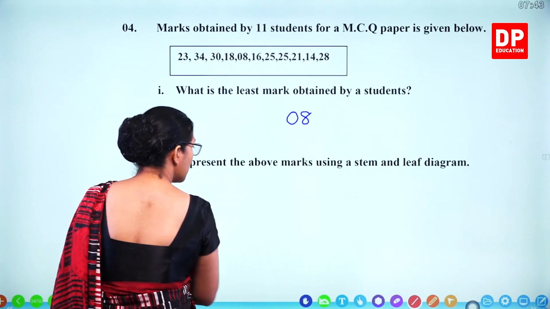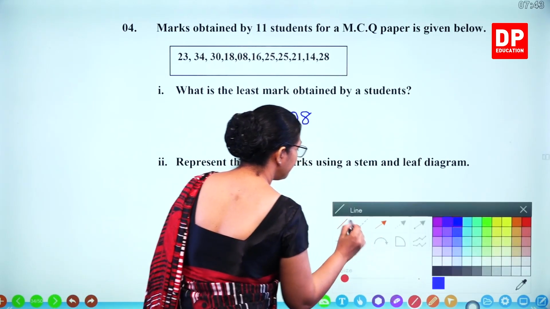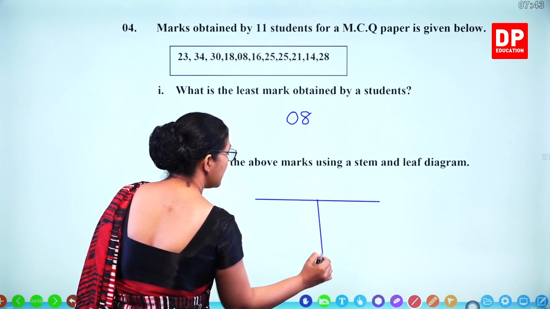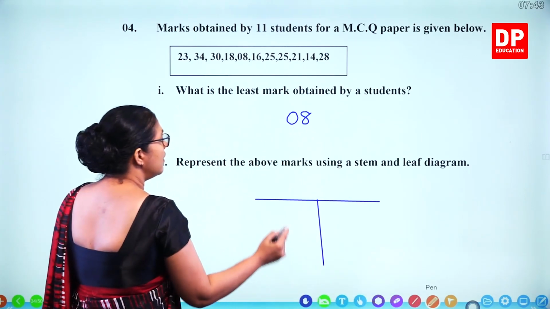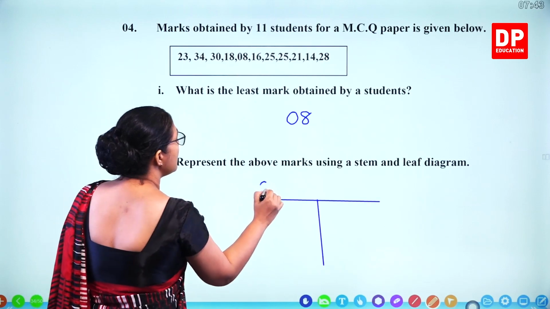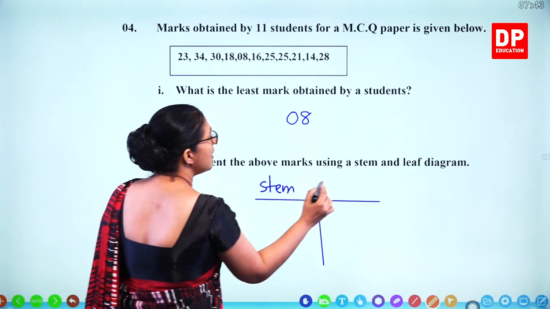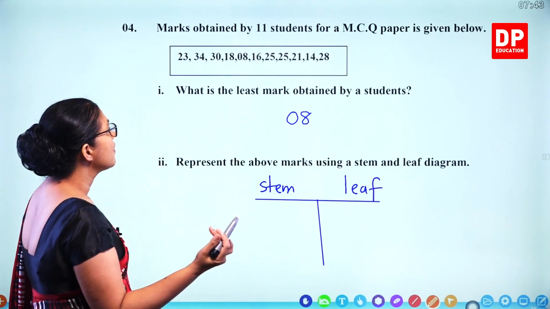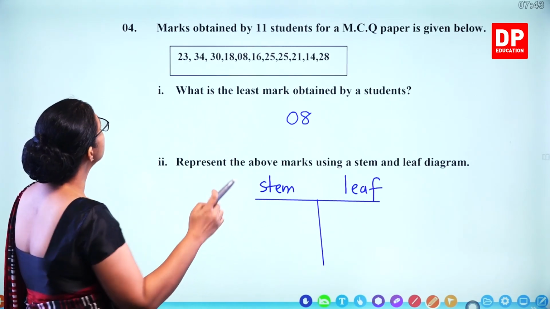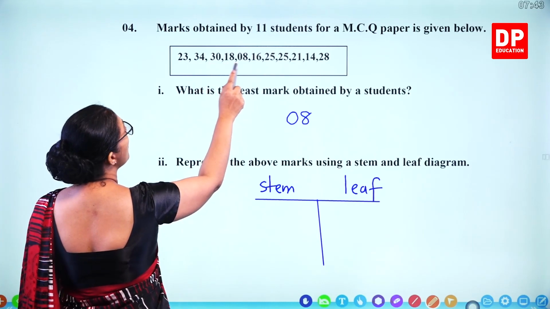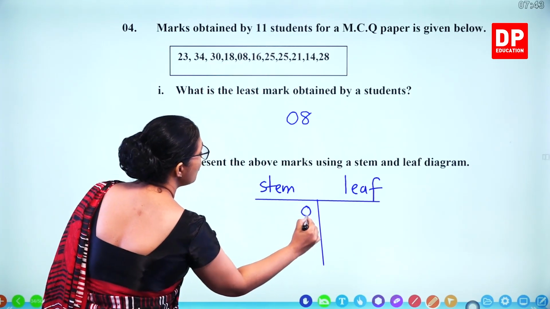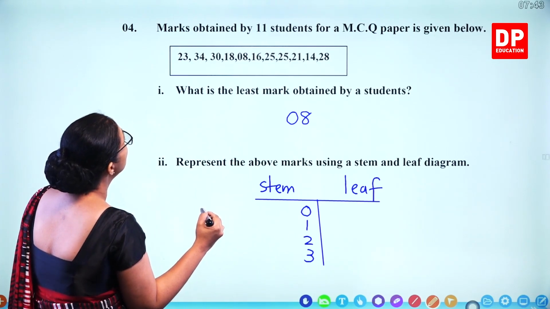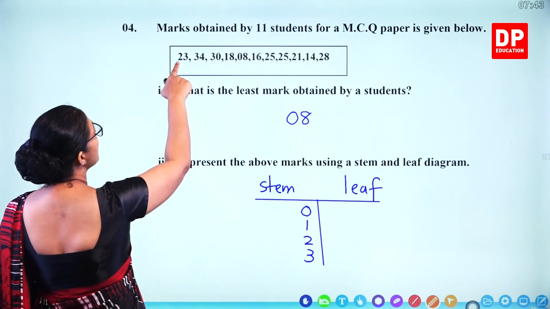You can first draw a line and like a T letter you can write all stem values in the left hand side and leave the second digit in the right hand side. So we'll start from the first digit. You get 2 3s, 1 zeros. 0, 1, 2, 3. Do we have 4s? No. So we can start now.